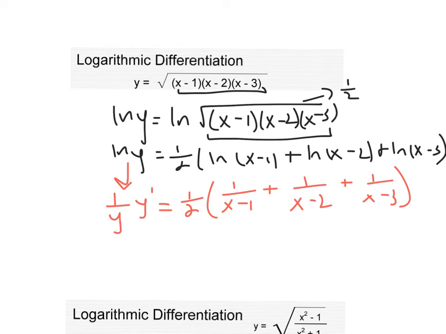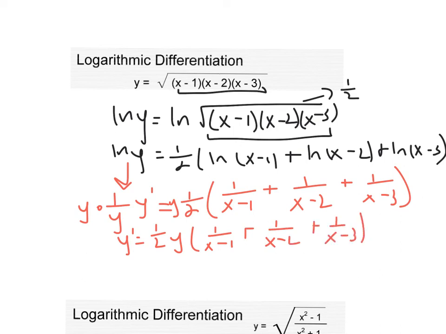So this looks weird. However, what's nice is after this point, you don't actually have that much to do, because what you can do is turn this back into y prime. Multiply both sides by y, because now we have too many variables going on. So I can just throw a y over here, which I know is weird for us, but then y prime would equal y, or you could say 1/2 y times 1 over x minus 1 plus 1 over x minus 2 plus 1 over x minus 3.